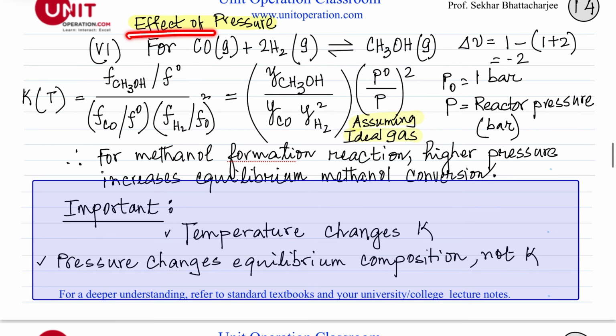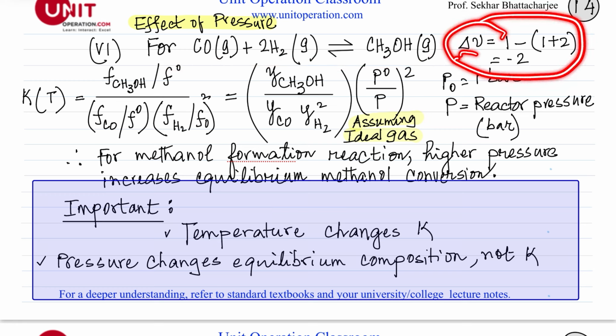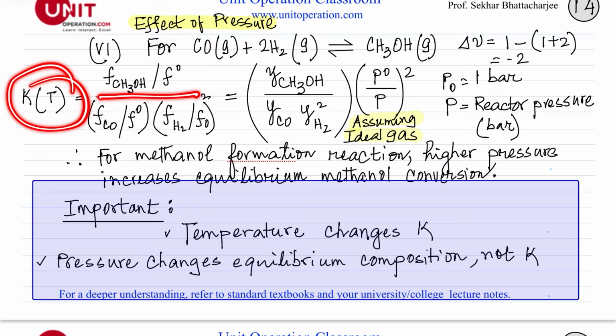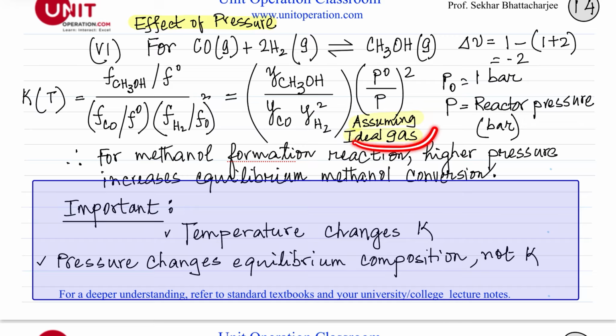We have discussed the effect of temperature, but let's see what's the effect of pressure. For this particular reaction, you can see the difference of the stoichiometric coefficients is 1, -1, -2. So the equilibrium constant, which is the reaction quotient, is given by the ratio of fugacity and the fugacity at standard state. And if we make an ideal gas assumption, then this is what it comes to.